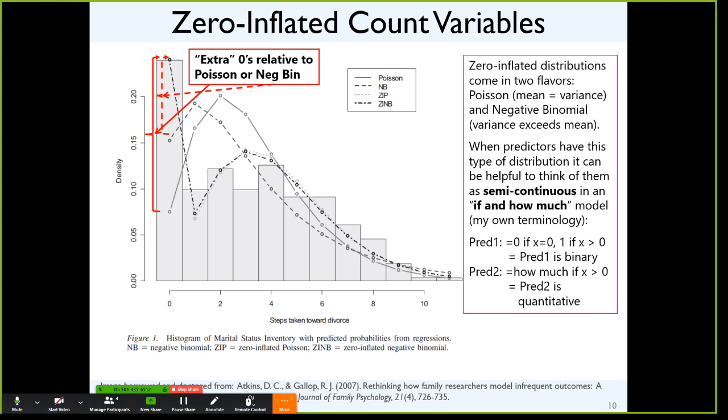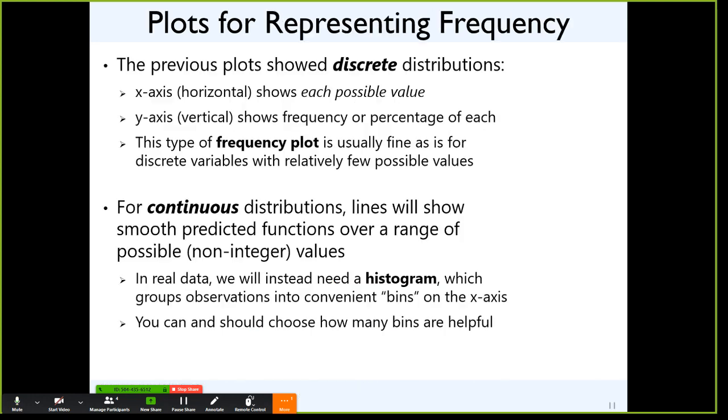Because that's the one that allows simple hand calculations. That's why it starts there. But the rest of the world is out there for you. Yeah. So showing pictures, all of these previous plots show discrete distributions where the values are integers or categories and there's nothing in between.